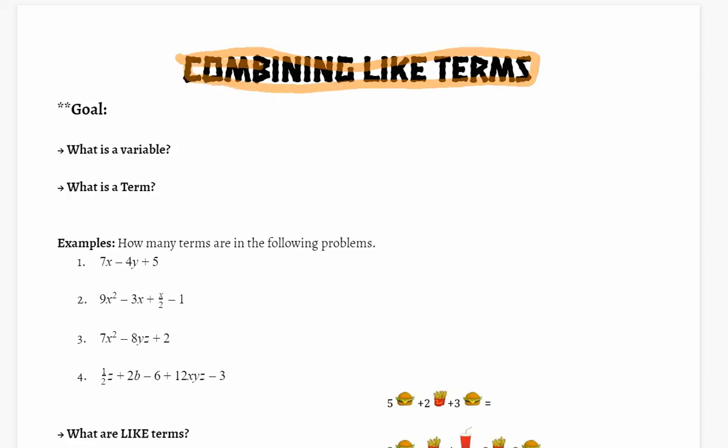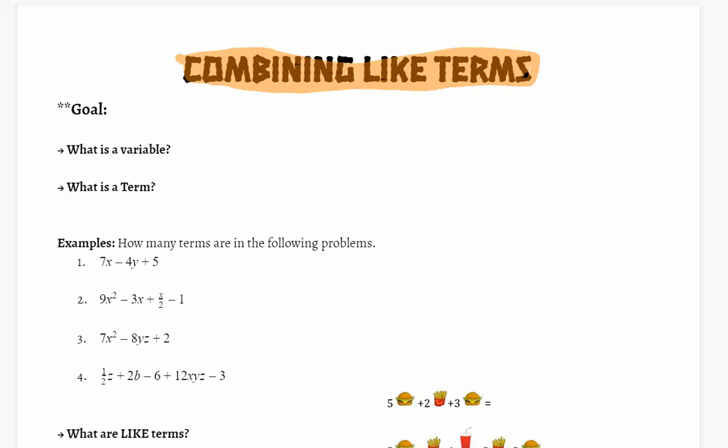So I want to highlight my title so I remember to reference it later if I need it. And the big thing of today is actually understanding what all of this fun stuff means, combining like terms. If I can understand what those three words mean, then I'm going to be able to do this successfully.